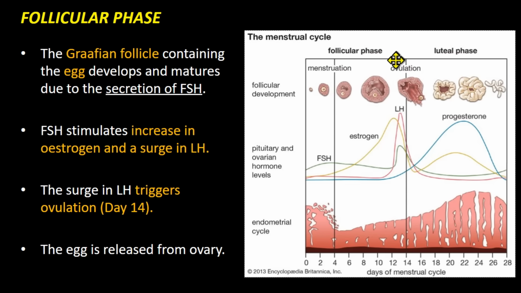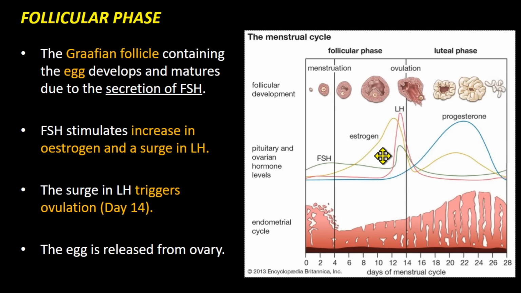In the follicular phase, the Graafian follicle that contains the egg, the little circle inside here, would develop and mature due to the secretion of FSH. So FSH is going to stimulate an increase in estrogen. Estrogen is the yellow line, and it is also going to trigger a surge in LH. That is the red line that you're seeing here. The surge is this big peak here.